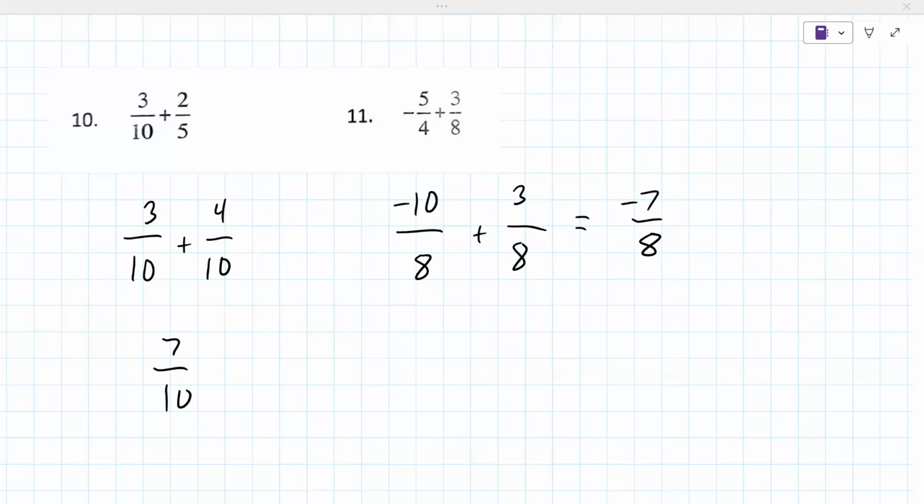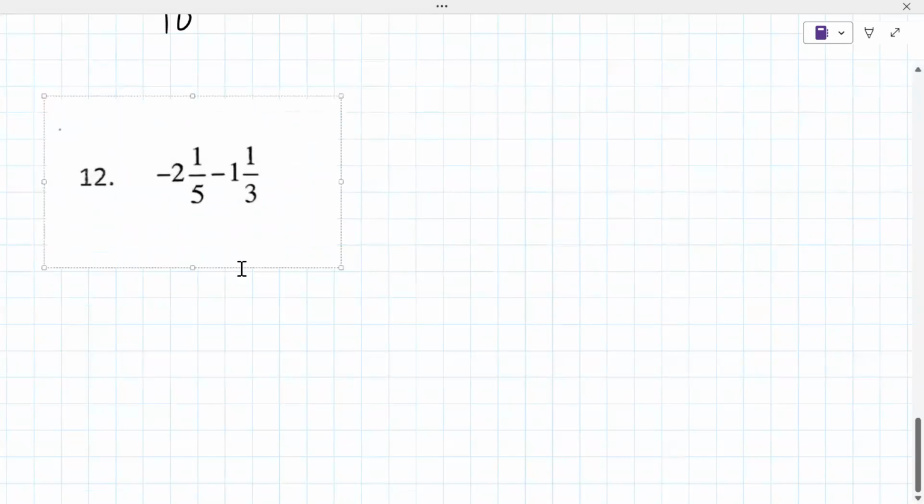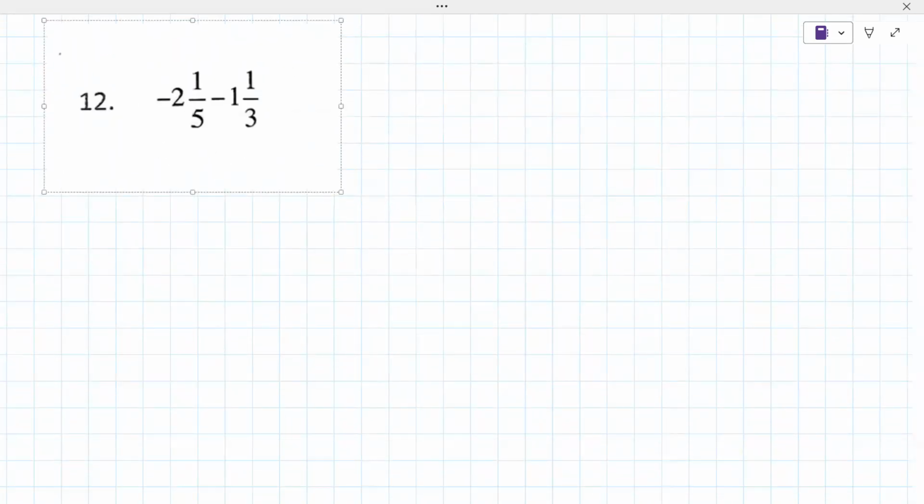Okay, number 12. Okay, 2 and 5 plus 1 and 11. So for 12, before you jump into doing 12, I was going to ask you if you plan to, well, there's a couple ways to do this. Do you plan to first convert these to improper fractions?